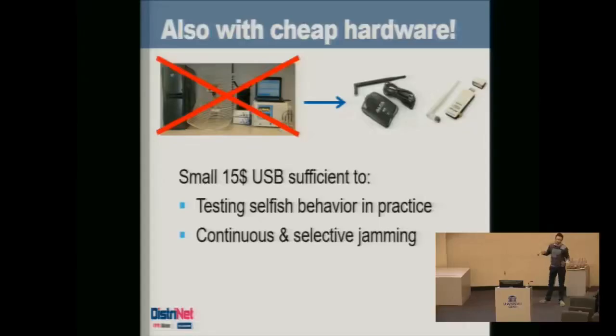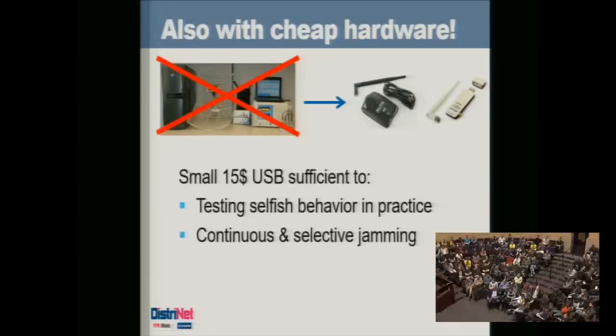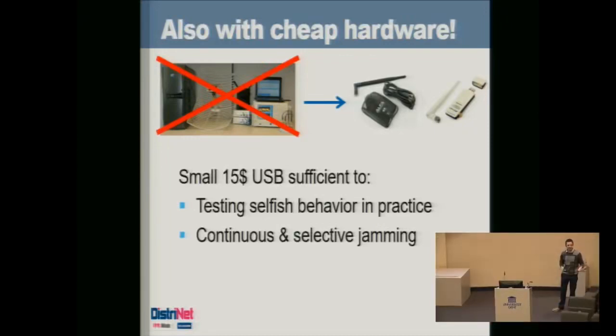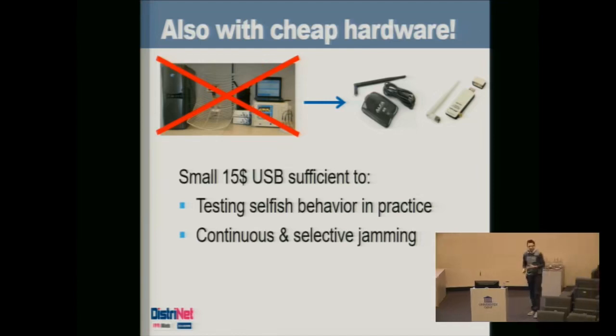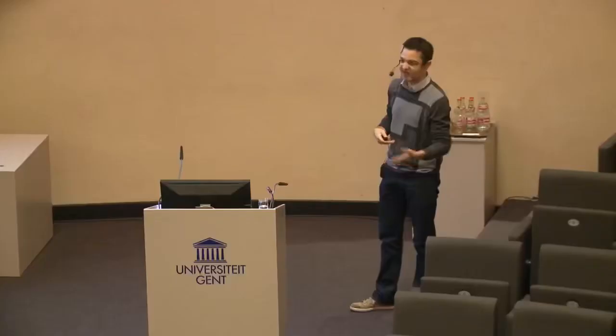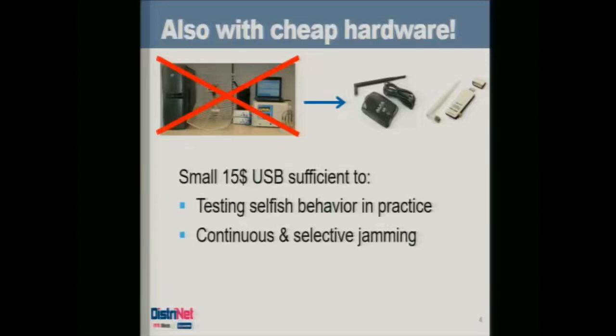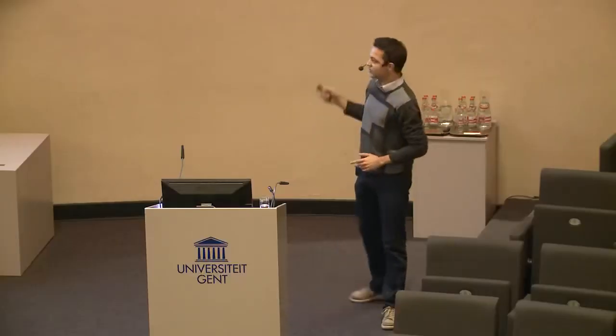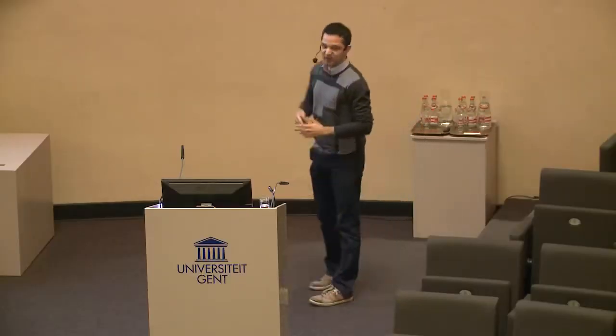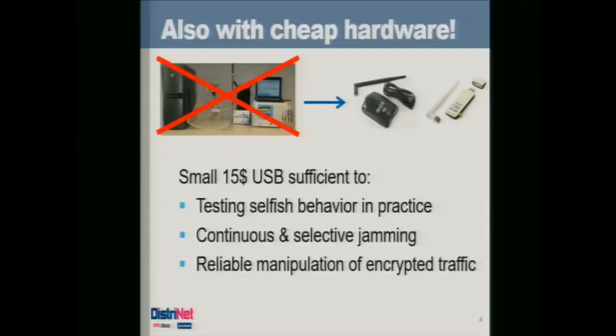What we're going to do today is explain how we can implement this selfish behavior on these cheap devices, and then test this in practice to see what the most optimal strategy of an attacker is, so we know as a defender how an attacker will behave. We're going to continue with that, and we're also going to build a continuous and even a selective jammer. And we're not going to stop there. Once we have these low-layer attacks against the physical layer, we're also going to show that these attacks allow reliable manipulation of encrypted traffic.